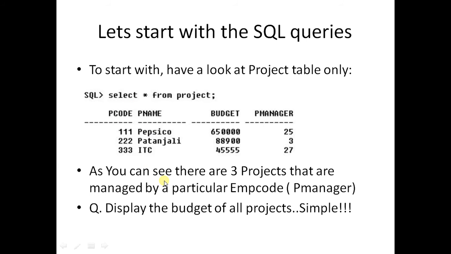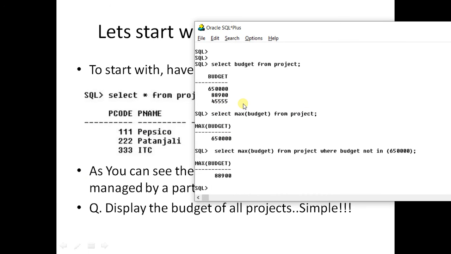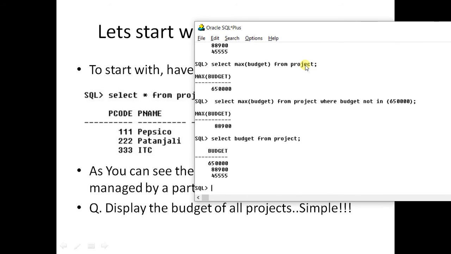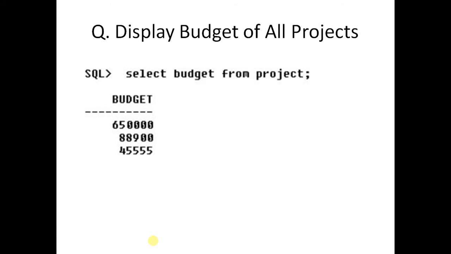Now start with a very simple question: display the budgets of all projects. As you can see, the budget is here. Very easy question. What will you type? You will type select budget from project. You get the answer, and the three values are displayed. This was the basic question of our tutorial. You must have typed this on your laptop also.